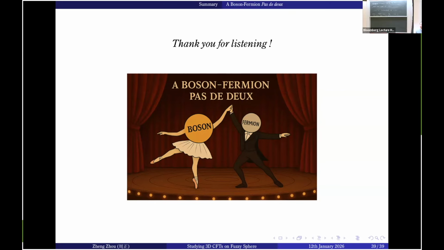The irrelevant operators must be singlets under the global symmetry and under Lorentz symmetry. But you're breaking some of the Lorentz symmetry. I think the Lorentz symmetry is fully manifest on the fuzzy sphere. Well, only the rotation symmetry. The symmetry between time and space is not manifest.